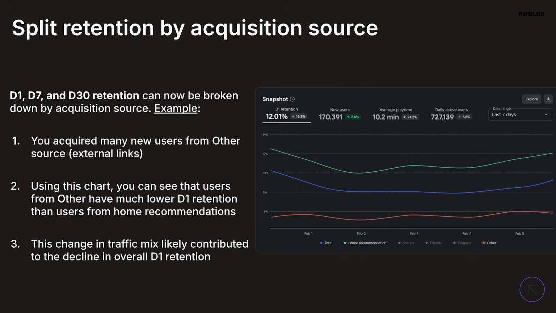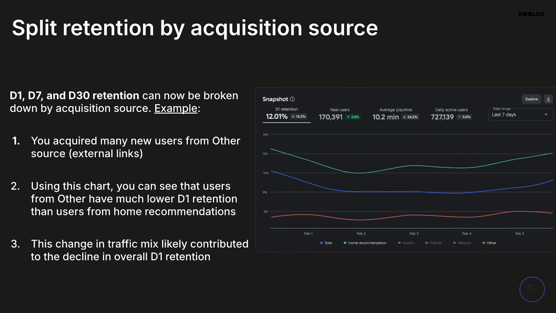So if you look at this chart, you can see that the users that you acquire from social media actually have much lower D1 retention than home recommendations, for example, right? So this change in traffic mix likely led to a decline in your overall D1 retention. But you can see here that your home recommendations D1 retention actually stayed relatively flat. So even though your overall retention declined, it may not have had a negative impact on your home recommendation discovery.